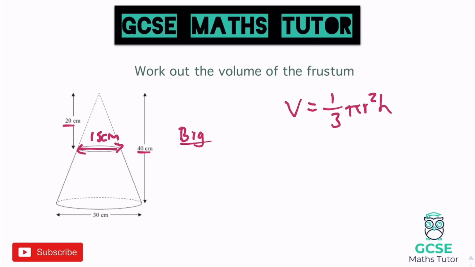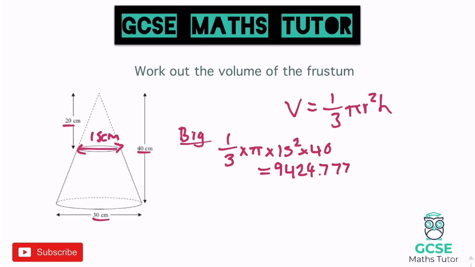So I'm just going to label this the big cone, and I'm just going to plug the numbers into my calculator. So it's 1/3 times pi times the radius squared. Now careful, because it's not 30, it's 15, half of that, so 15 squared times the height, which is 40. So typing that all into the calculator, and I can leave that in terms of pi, or I can write out the full decimal, and it comes out as 9424.777961 centimetres cubed.